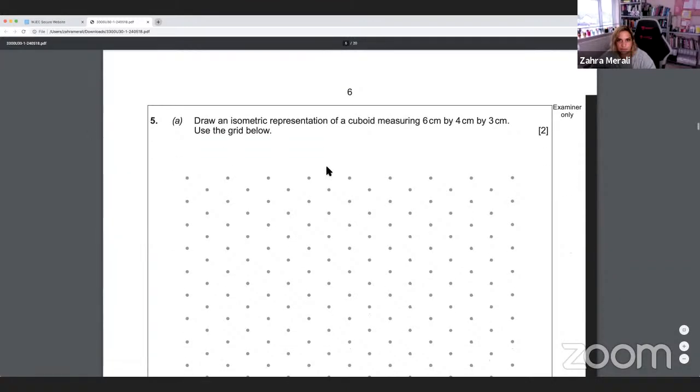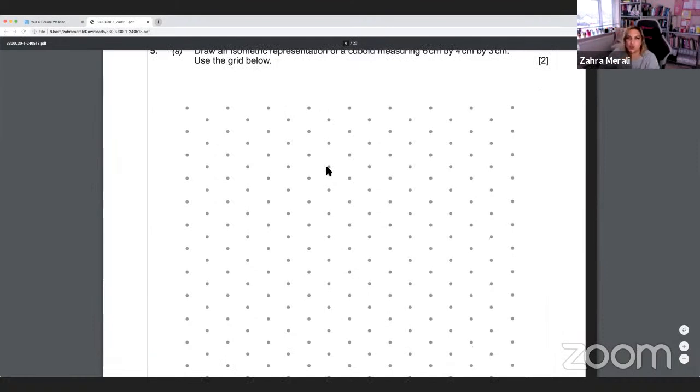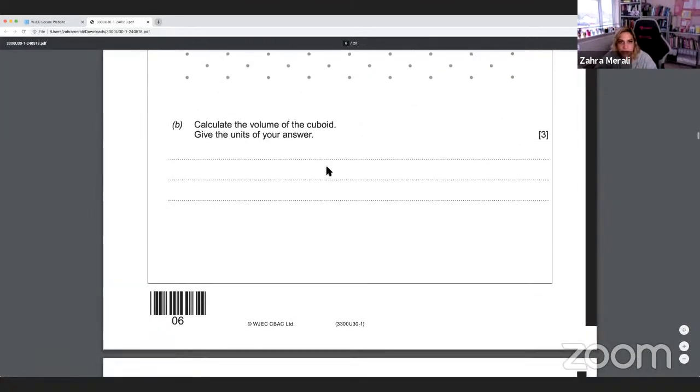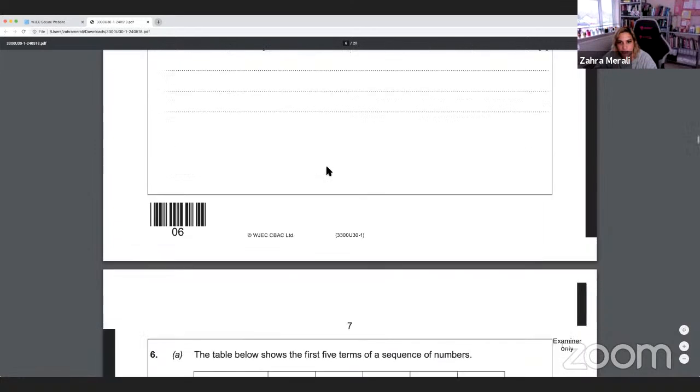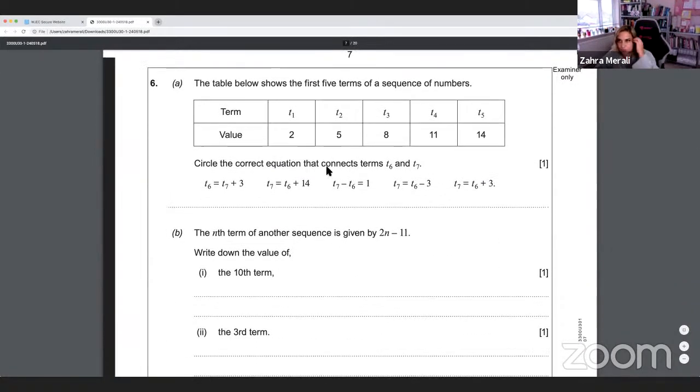Question 5. All right, so here you need to draw a cuboid. What I will do is I will print these out and I'll do all the sort of drawing questions on the next video. So it's a bit harder to do on the iPad. All right, and then we can do the volume of that too. So we'll come back to, and I'll fill in that question 5.